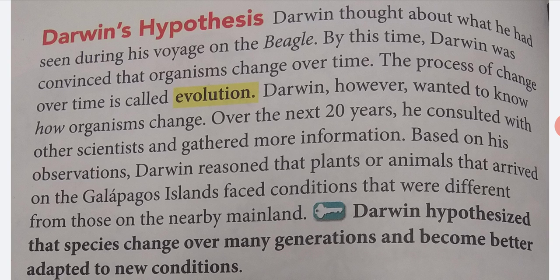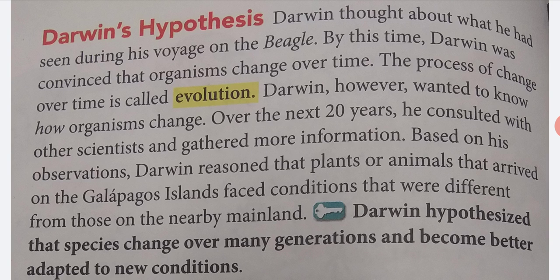Darwin thought about what he had seen during his voyage on the Beagle. By this time, Darwin was convinced that organisms change over time. The process of change over time is called evolution. Darwin, however, wanted to know how organisms change. Over the next 20 years, he consulted with other scientists and gathered more information.